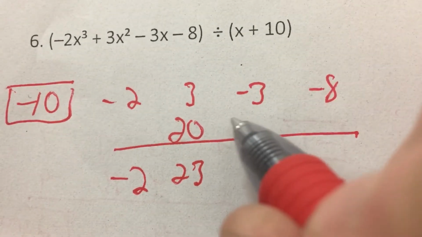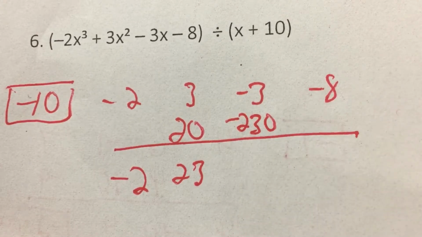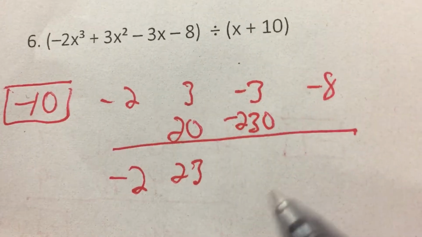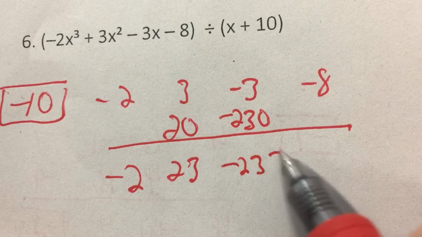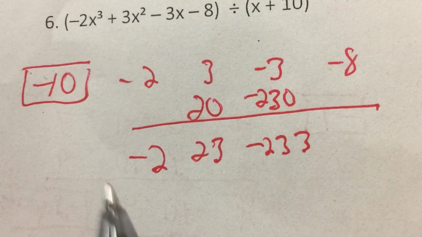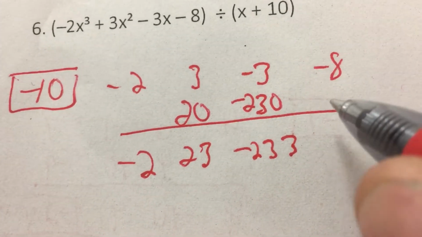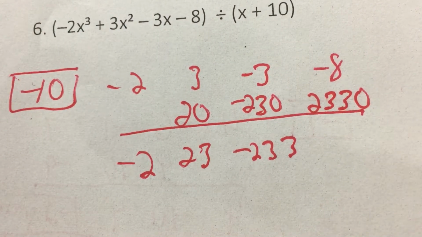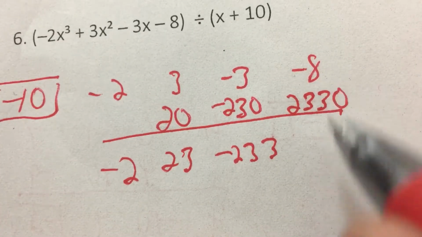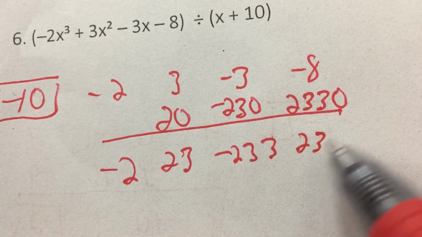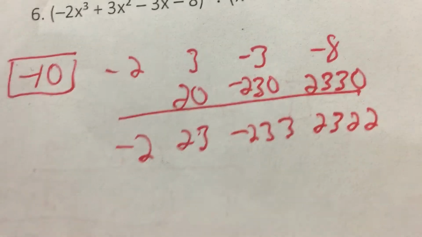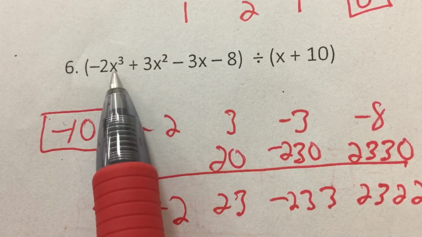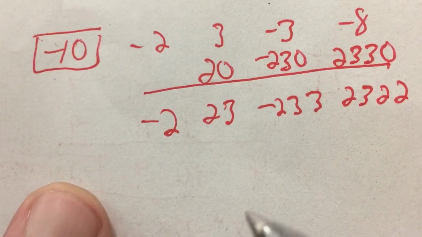Negative 10 times 23 is negative 230. Negative 3 minus 230 would be negative 233. A negative 10 times a negative 233 would be positive 2,330, which leaves me with a remainder, when I combine these two, of 2,322. Because we started with x to the third, our answer is going to start with x to the second.